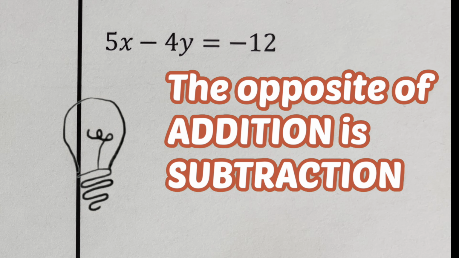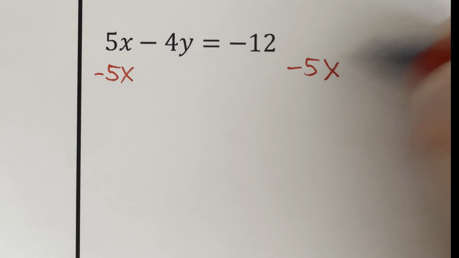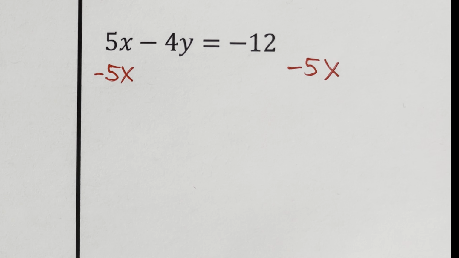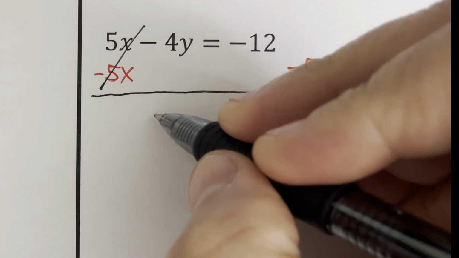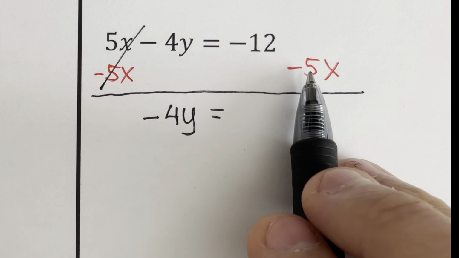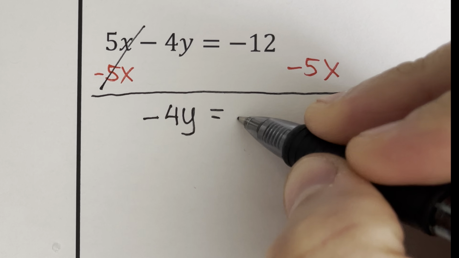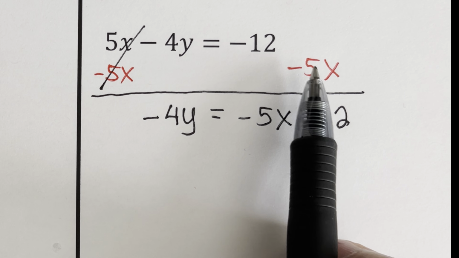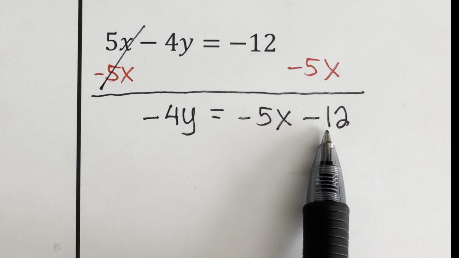Now remember that the opposite of addition is subtraction, so I will subtract 5x from both sides, minus 5x. This 5x cannot be subtracted from -12 because they are not like terms. So if I have 5x minus 5x, that's a 0. I'm left with -4y on the left side, and I will write the -5x first because it has to be in y equals mx plus b form. So that is -5x minus 12. So I just rearranged them: I put the -5x at the beginning and the -12 at the end.